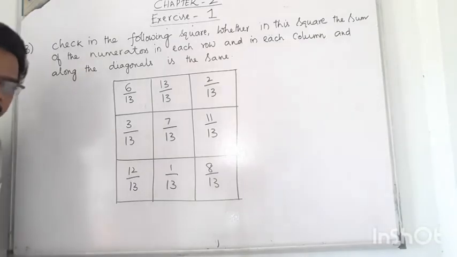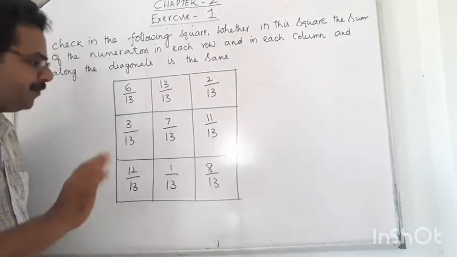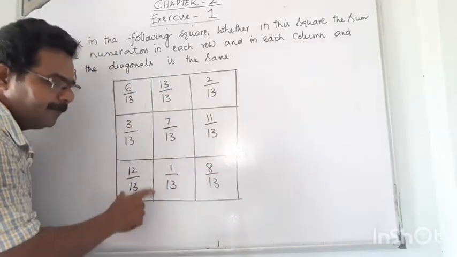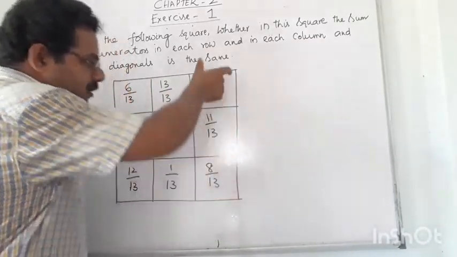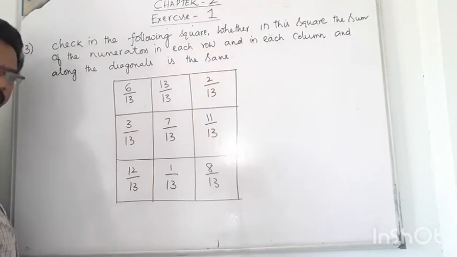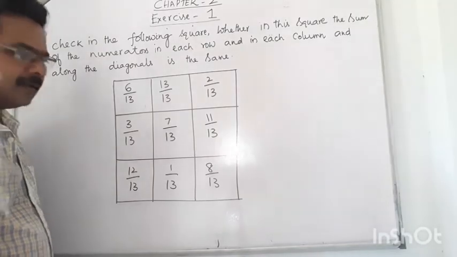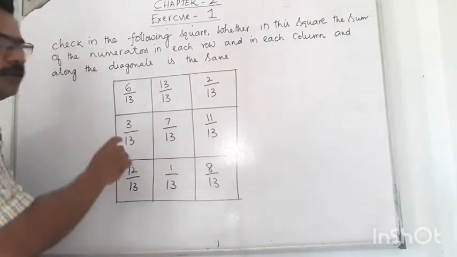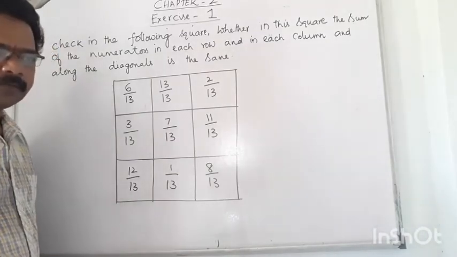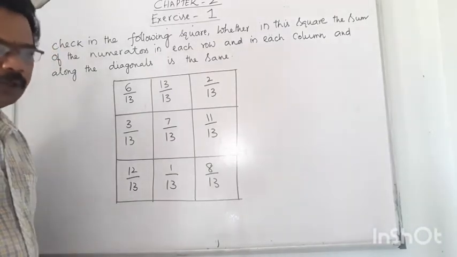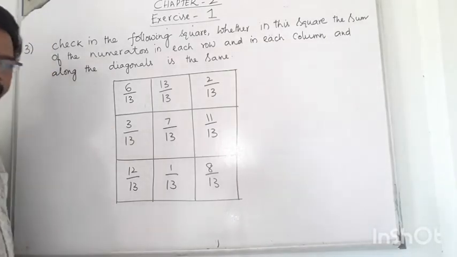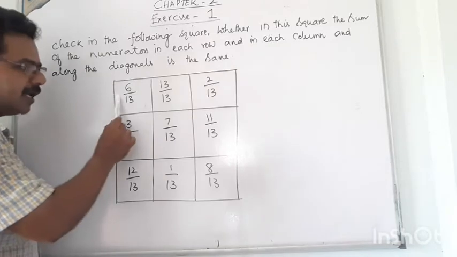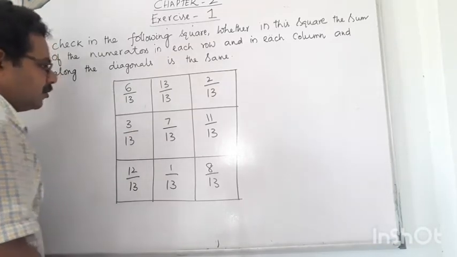Here, listen carefully, this is called a row and this is called a column. This is called a diagonal. This is called a diagonal. We have to check whether the sum of the numerators is equal or not, where all the denominators are equal. This you have to do on your own. I am giving the sum, please note the sum. After that, I am explaining the first row.